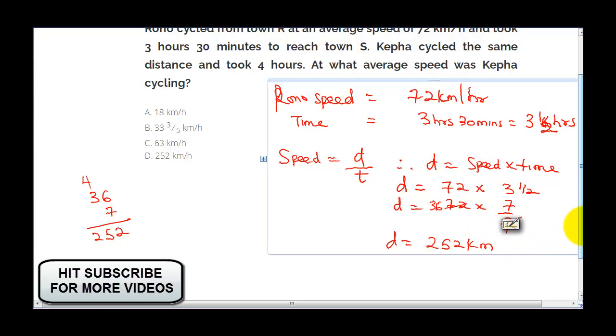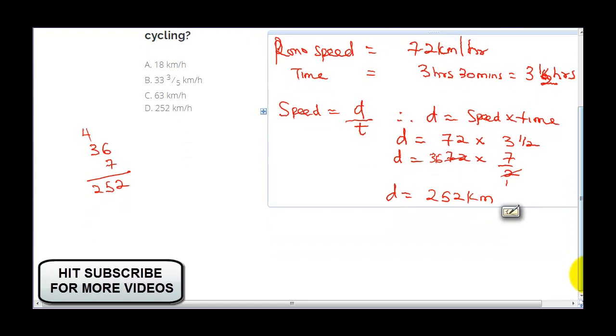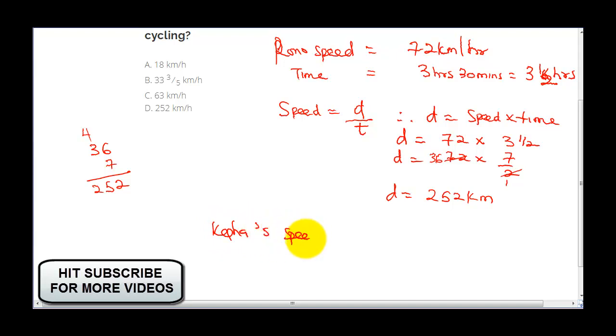Okay, so getting to know that his distance is this, now remember the question said Kefa cycled the same distance and took what? 4 hours. At what average speed was Kefa cycling? Now we can say Kefa's speed will be distance over what? Time. Now notice both of them cover the same distance, so we'll be using 252 kilometers. While the time is going to be what? Now Kefa cycled his own for 4 hours. So we're going to be doing 252 divided by 4.